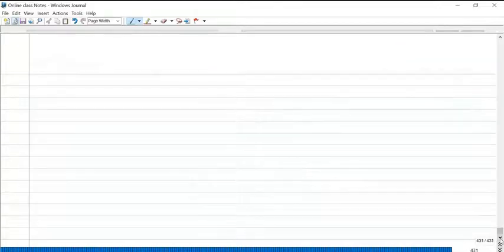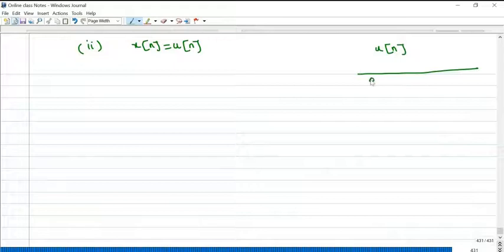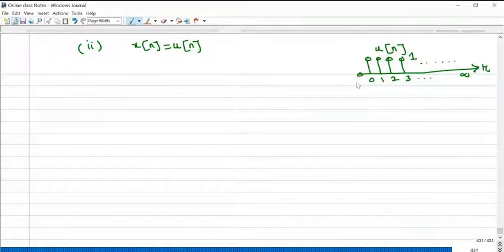So next problem. Next formula actually. Find the DTFT of u[n]. So what is the signal sketch for u[n]? 0, 1, 2, 3 up to infinite, right? It has the magnitude of 1 at each and every instant. From minus 1, minus 2 up to minus infinite, we are getting 0 value. So this is the u[n] signal.